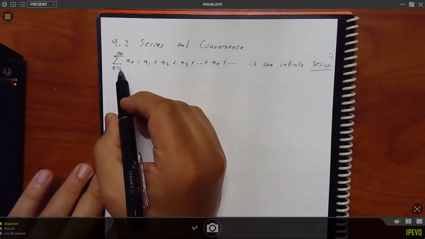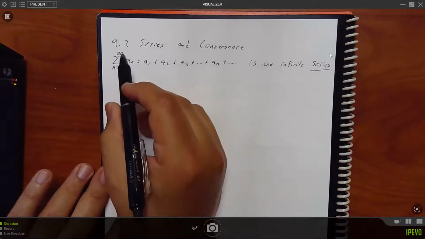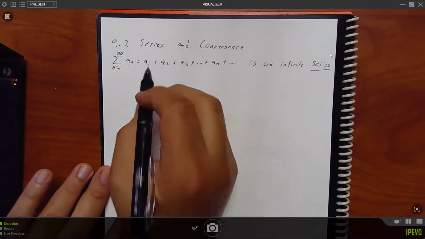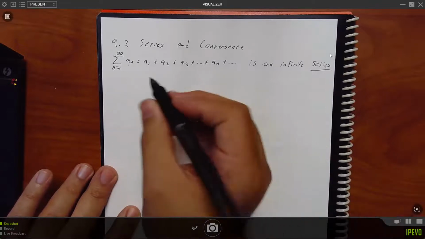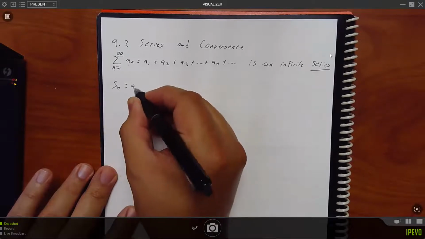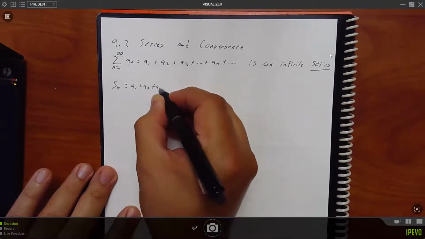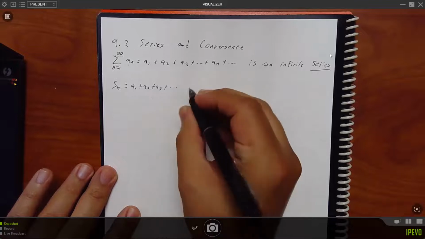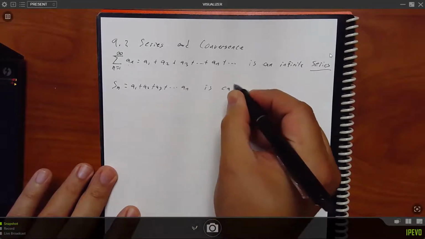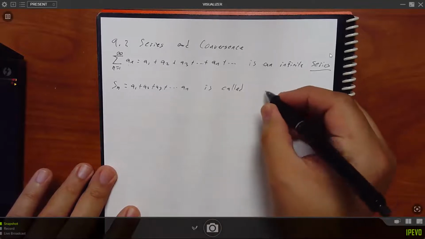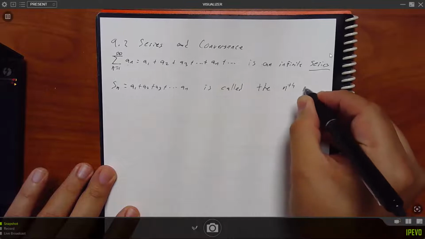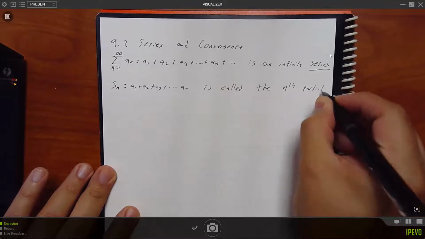Remember we said this is the index from n equal to 1 to infinity for the sequence. You're adding the terms of the sequence. Capital S sub n is equal to a1 plus a2 plus a3 all the way to a sub n. This is called the nth partial sum.